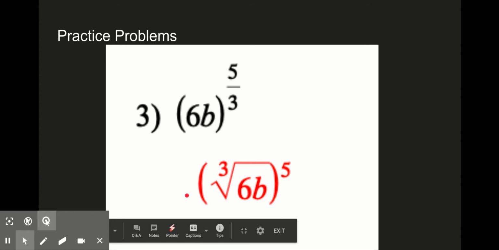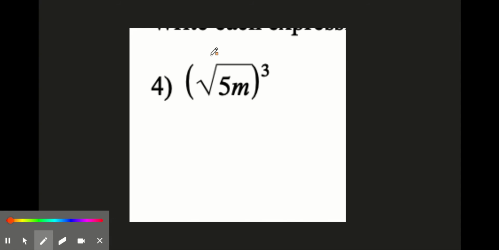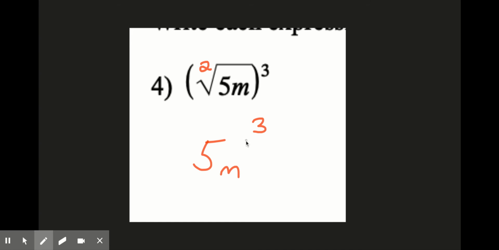Right. Same as doing the reverse, which is going to require in situations like this, you go, oh, wait. If I don't see anything here, it implies a square root, right? So this is 5m to the power of 3 over 2. The root stays on the bottom.